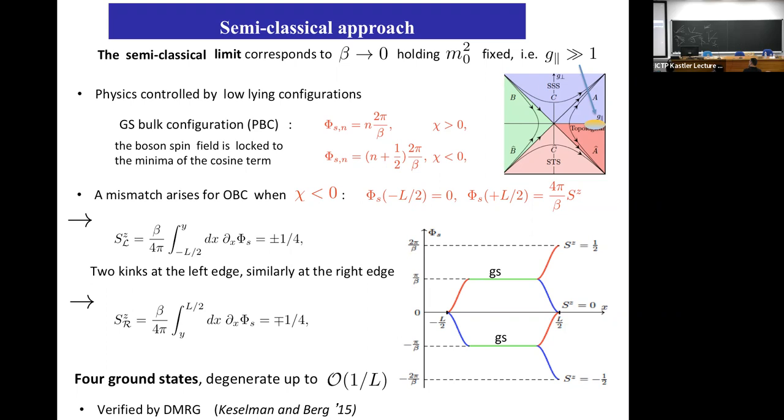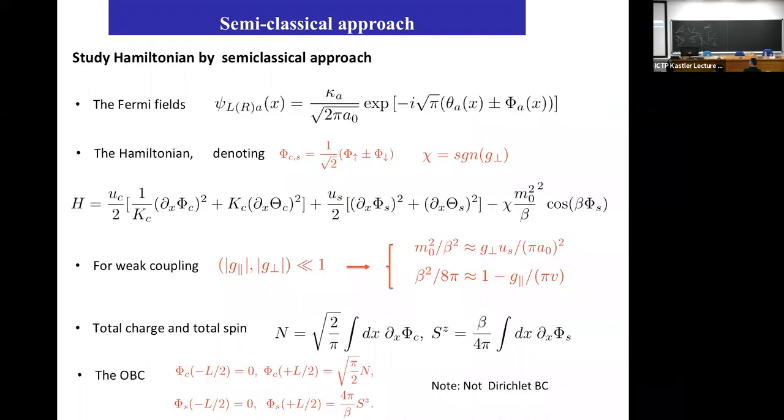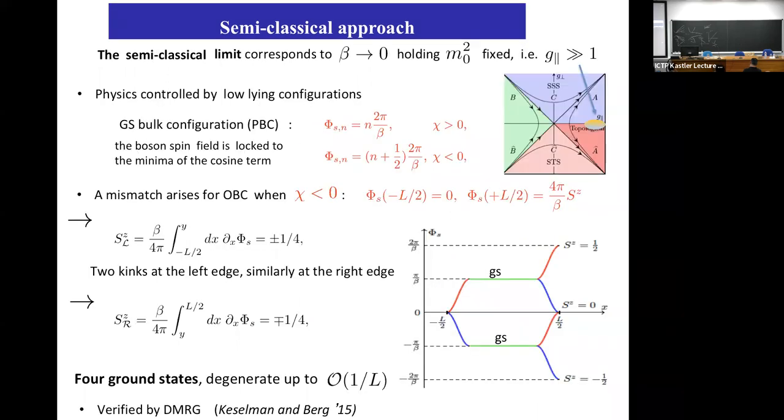So in the ground state configuration, I should have said a very important thing. When we bosonize it, notice that there is a number here, chi. Chi is plus or minus one depending on the sign of G perp. So it is plus one in the A phase and minus one in the A dagger phase. Okay, so in the trivial phase, when chi is positive, the ground state has the values phi n equal to n times 2 pi over beta, which minimizes the cosine. While if chi is negative, it's n plus half times 2 pi over beta to minimize the minus cosine.